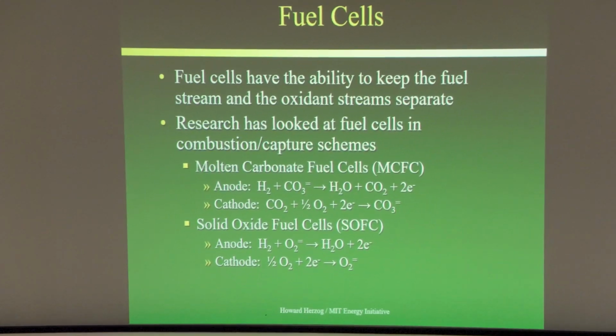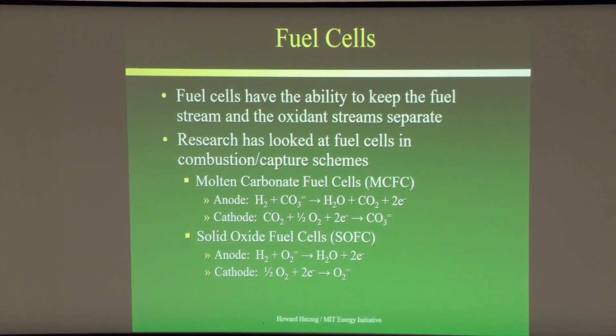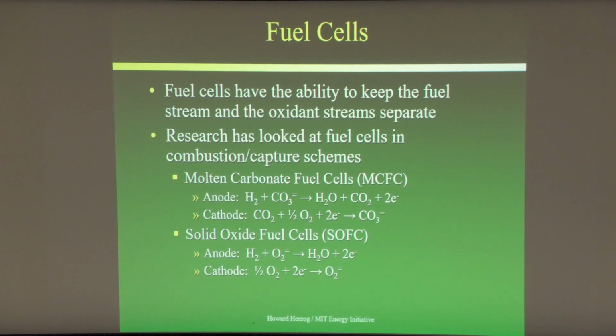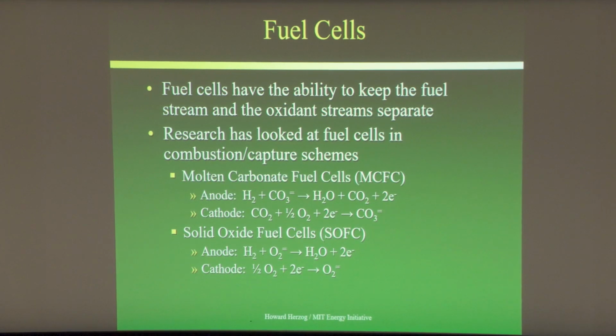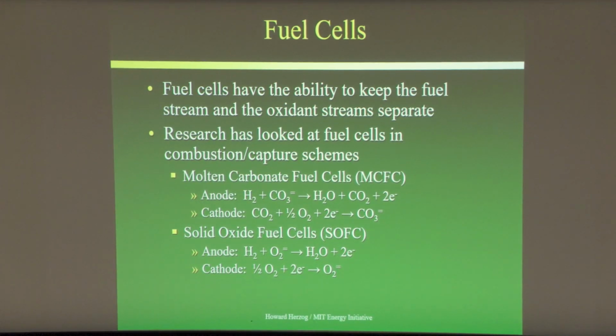And another form here is fuel cells. I'm not going to go into detail here because of the lack of time. But fuel cells have the ability to keep the fuel stream and the oxygen stream separate. The way they do that is because of the electrolyte that gets transferred. For the molten carbonate, that's a carbonate ion, so you can move the CO2 away from the oxygen. In a solid oxide fuel cell, it's the oxygen ion, so you can move that away from the CO2 part of it. I won't talk about implementation.